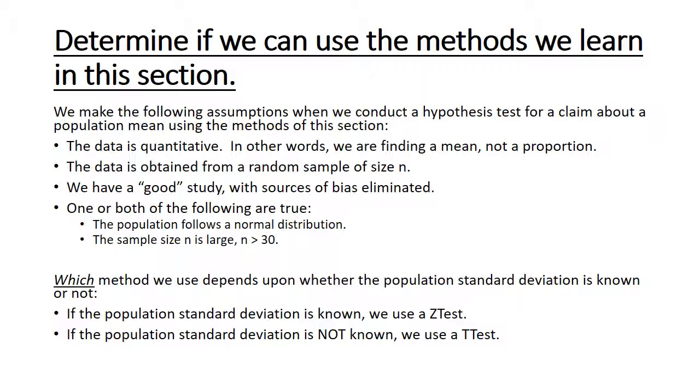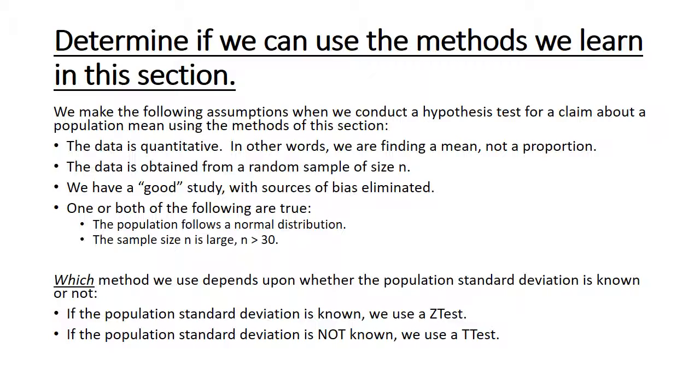We do need to check that one or both of the following are true. Either your population needs to follow a normal distribution, or you need to have a sample size greater than 30. If one of those two things is not true, we would need to use other methods. If you had a bad study, then you shouldn't be doing any analysis because a bad study leads to meaningless results. But if you have a study with a small sample and your population's not normally distributed, there are other techniques that you can use to conduct a hypothesis test, just not what we're going to learn in this class.